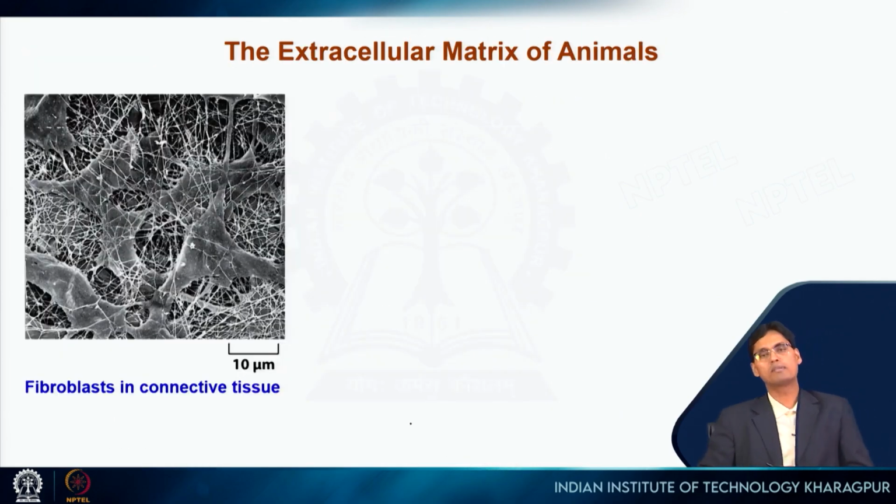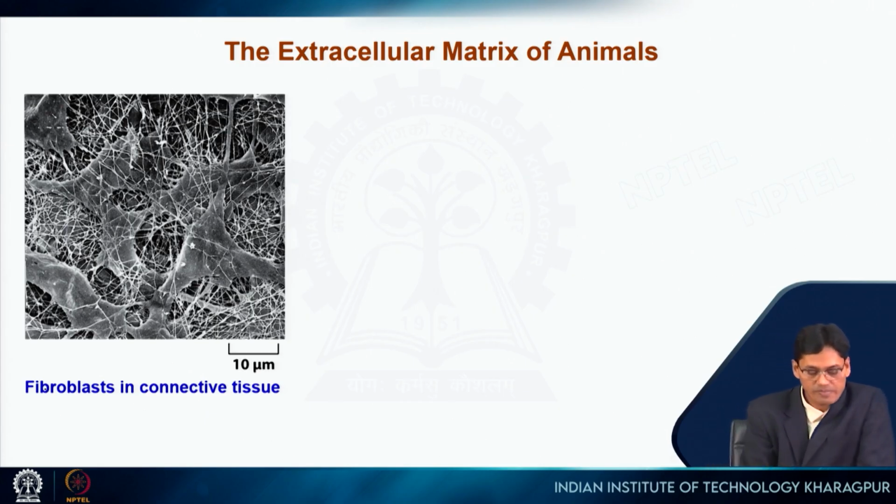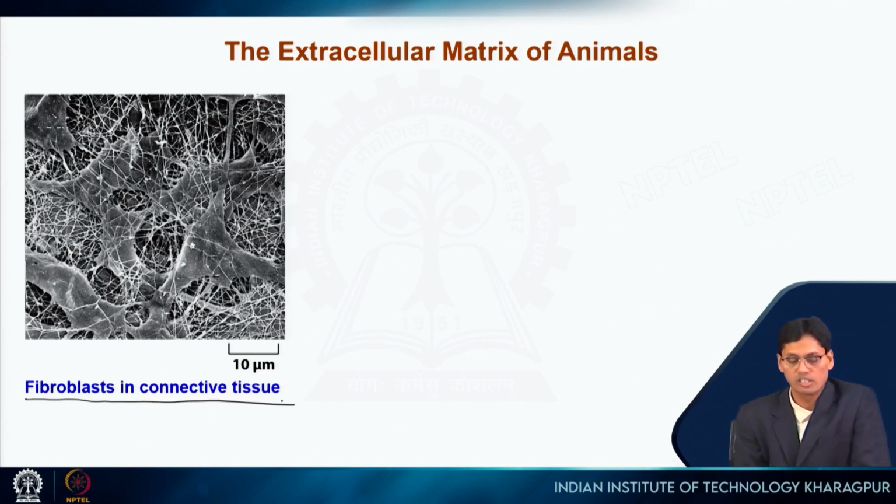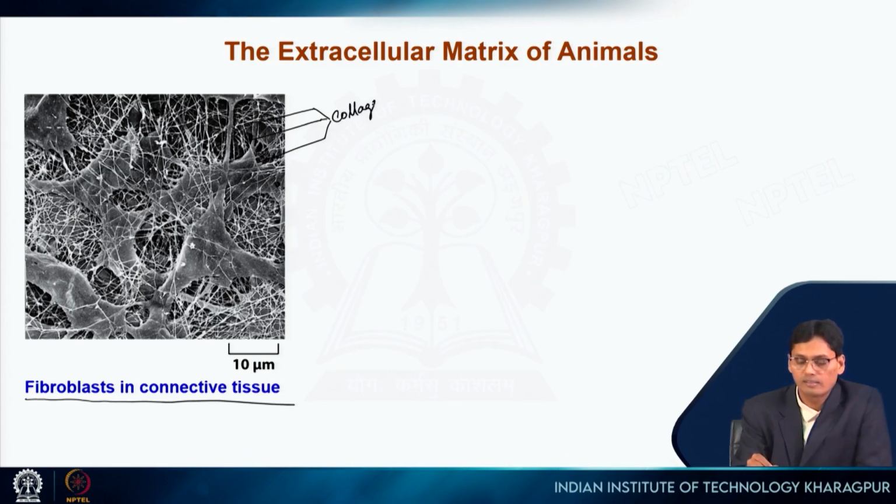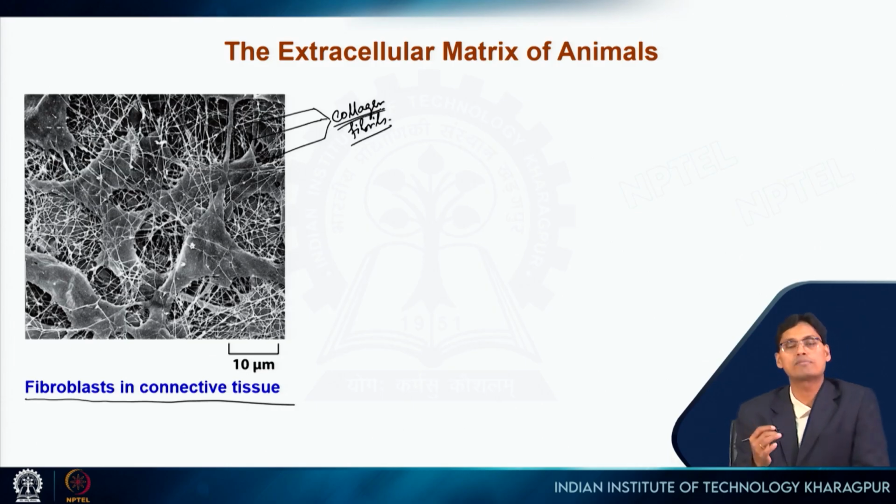Now, at the beginning, I mentioned that I would talk a little bit about the extracellular matrix also. This is particularly the extracellular matrix of animal cells. As you can see, this is a fibroblast in connective tissue. These fibril-like, thread-like structures are all collagen fibrils. Collagen is a kind of protein fiber, and it gives us a lot of support, particularly in our connective tissues. They are present in the extracellular matrix.